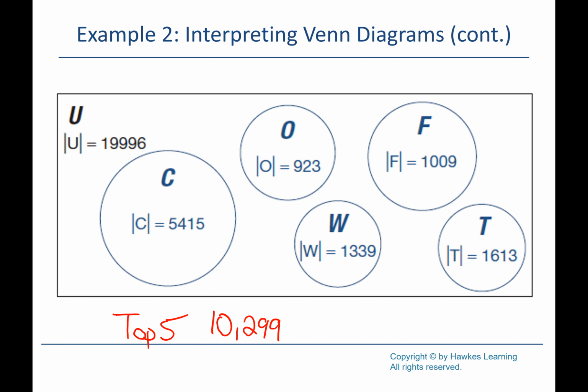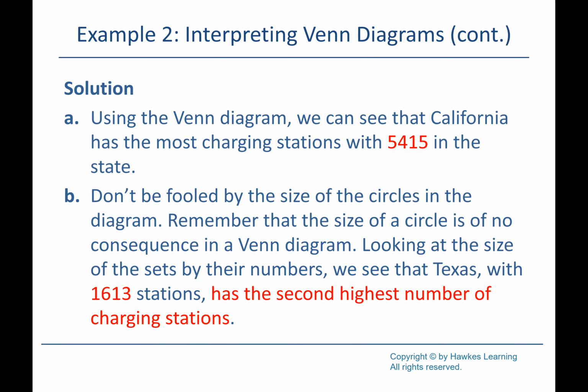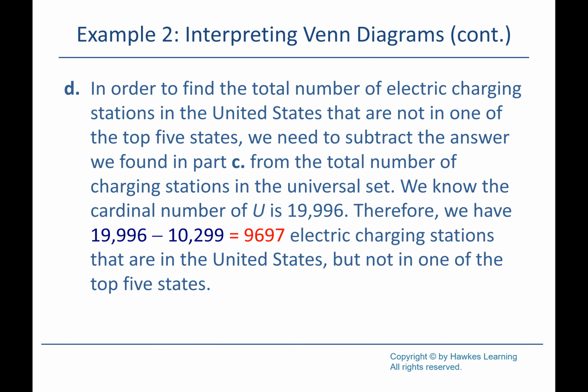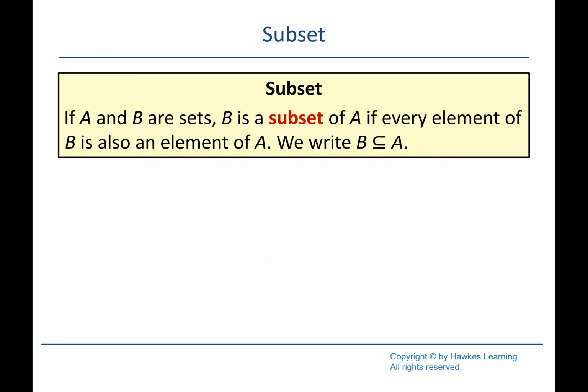So next thing is a subset. So what do we mean when we say a subset? Here, if we have 2 sets, A and B, it says B is a subset of A if every element of B is also an element of A. So another way you could say that is the set B is like inside set A. Everything in B is also in A.